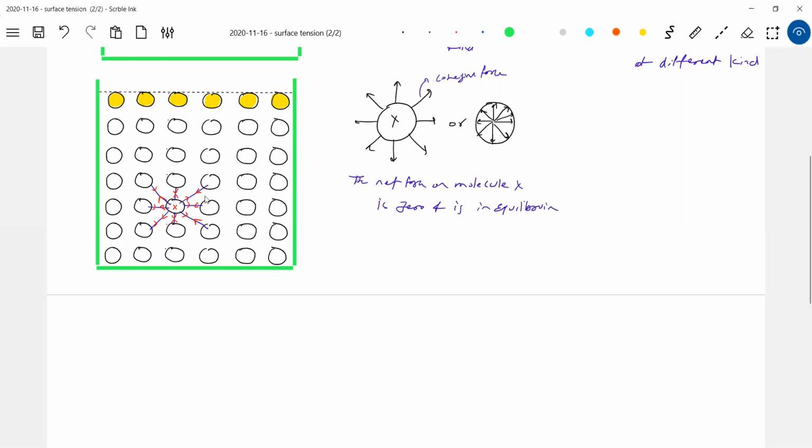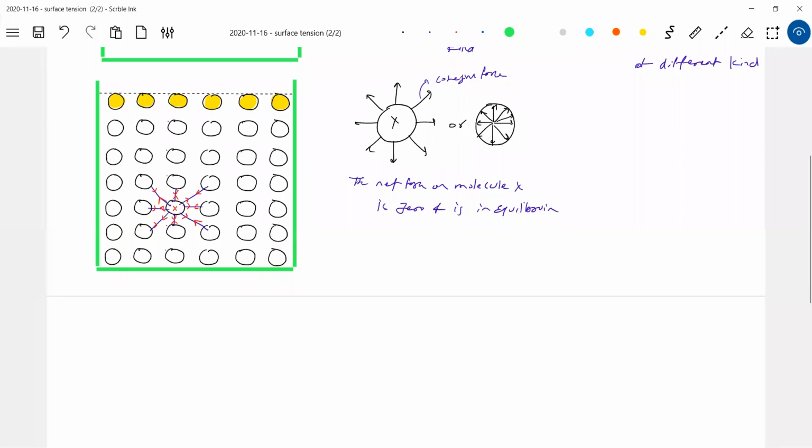Like that, we can also go for this molecule, and this molecule. Like this, if you pick up any molecule, the net force on it will be zero only. Okay, let's come to the molecules which are there on the free surface.